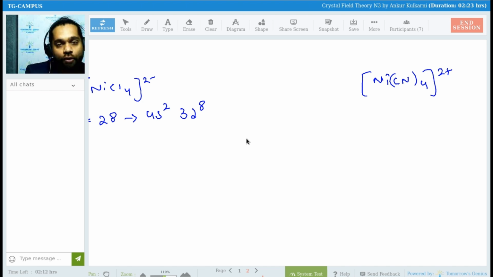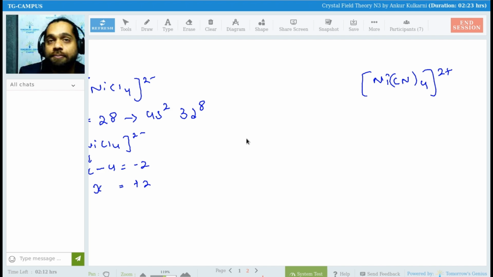Look over here. If I want to calculate for NiCl4 2 minus, nickel I'll take as X. The charge on Cl is -1. How many Cl do we have? We have 4 Cl. So X -4 = -2. Obviously -4 goes that side, becomes +4, so X = -2 +4 = +2. So we have got +2.